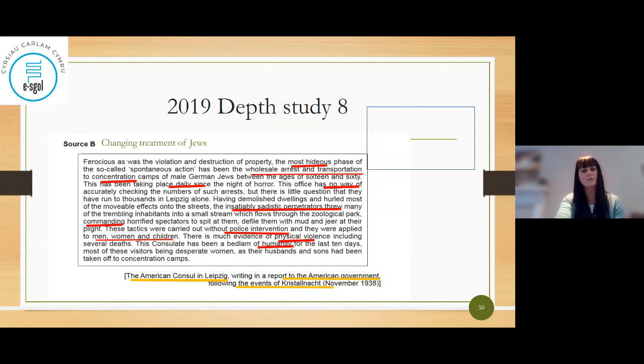This particular one, which was a report to the American government from the consul, the tone is obviously anger there, there's despair there of how the state is now encouraging this violence, encouraging German people to condemn Jews in this horrible way, and the tone is really of desperation, despair, anger and upset. Okay, so you would comment on that in your write-up of source B.